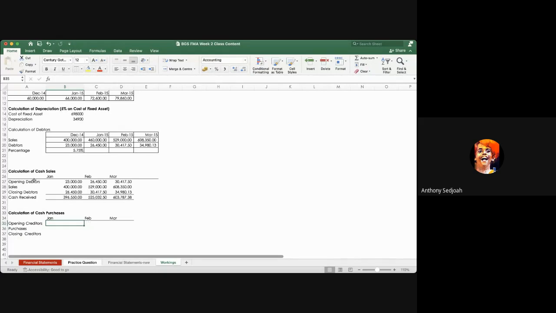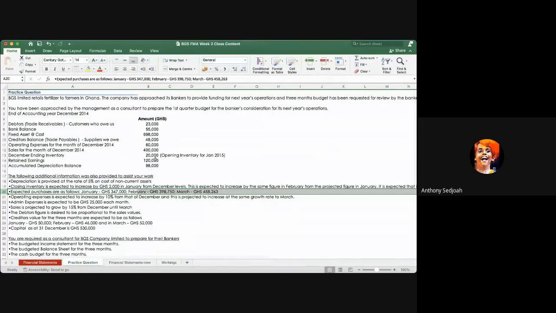So I'm saying that we want to find the cash purchases, and it's going to be the same approach we did for the cash sales: the opening creditors, closing creditors, and then the purchases that happen within that month. So now I just want you to give me the figures. So just look through the question and then in general, which one is going to be the opening creditors?